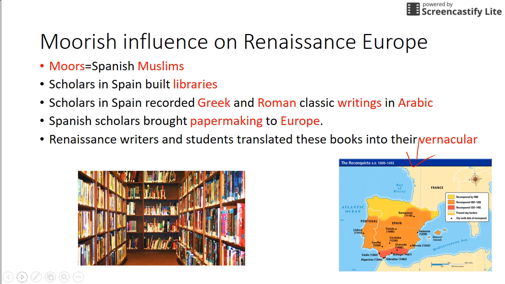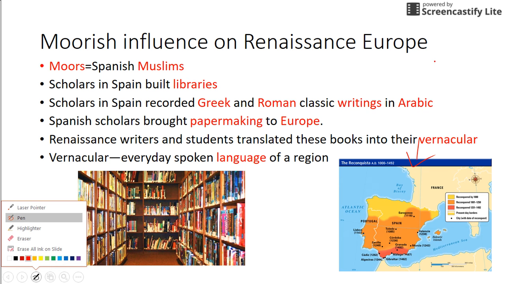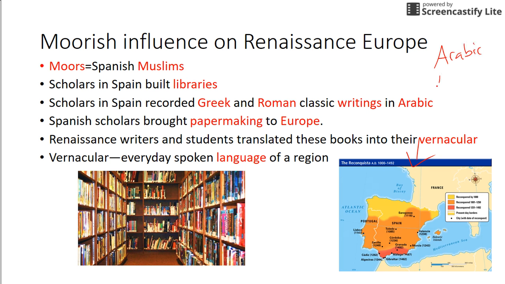Now, later Renaissance writers in Italy and students would translate these books into their vernacular. The word vernacular basically means the everyday spoken language of a region. In ancient times, people would write in Arabic, Latin, or Greek, and it didn't matter what their spoken language was. For example, we speak in English. You've got Italian, French, German, all those Romance languages that are not Latin are considered vernacular. During the Renaissance, this is the first time people actually started to write books in the very language they knew how to read and write in. They didn't have to study a foreign language in order to go to school.